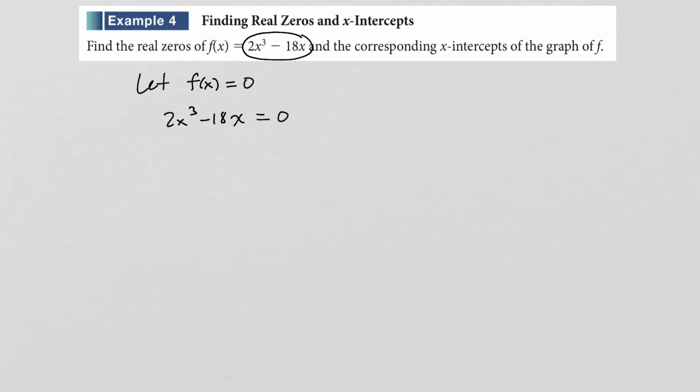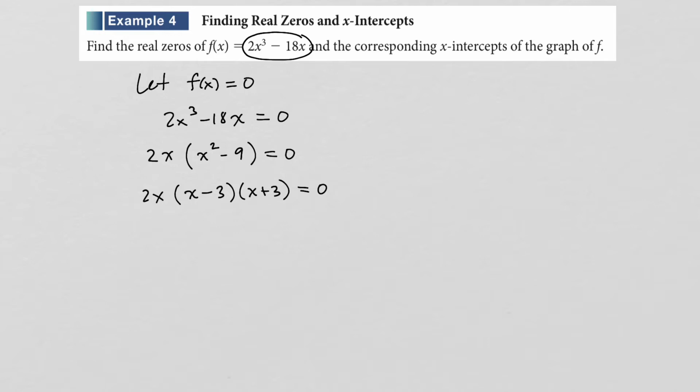We can solve this by factoring. We can factor out a greatest common factor of 2x. And if you pull that out, you get x squared minus 9 left over. And then you can keep on factoring. X squared minus 9 is the difference of two squares. And we can factor that down to x minus 3 times x plus 3.